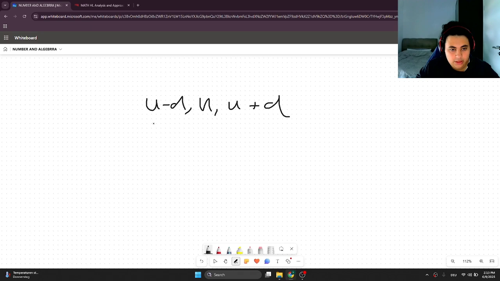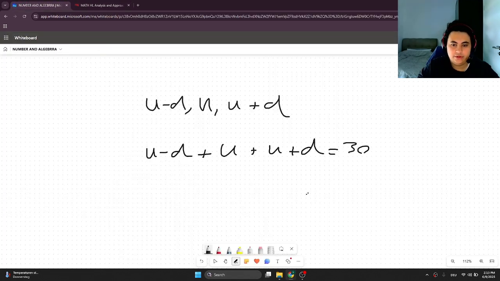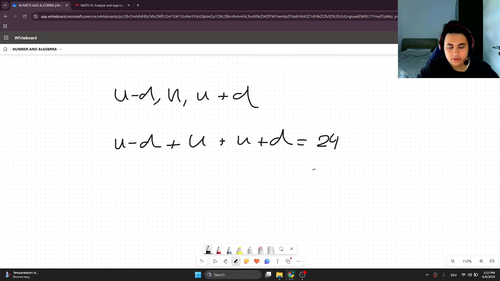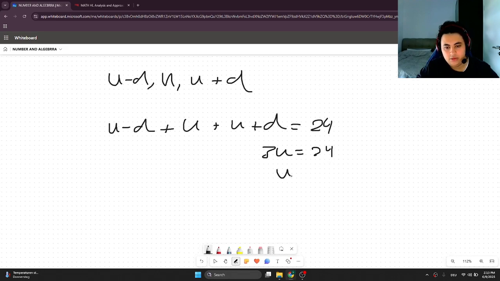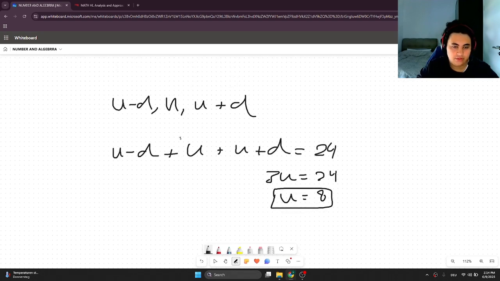Okay, so you have U minus D, U and U plus D. So U minus D plus U plus U plus D is equal to 24, sorry. Okay, so simplifying this is going to simplify to what? You have U plus U plus U, which is 3U, negative D plus D, which is just nothing. So you have 3U is equal to 24. U is therefore going to be 8. So you already found your first term, the one term in the middle.